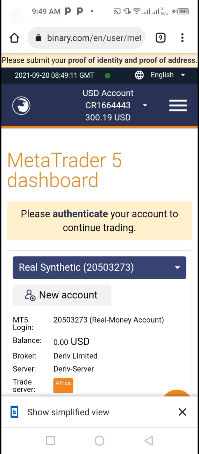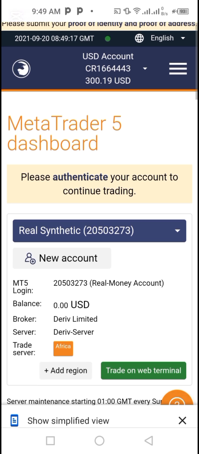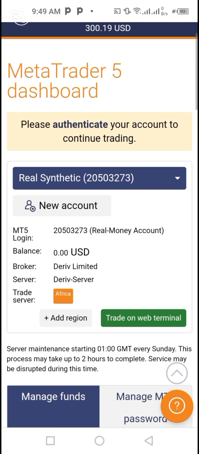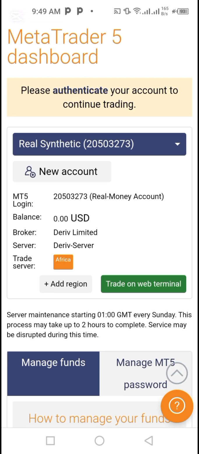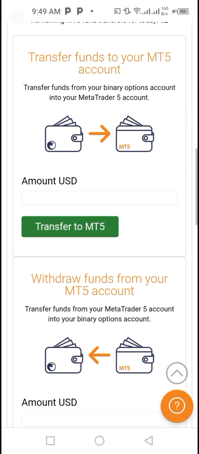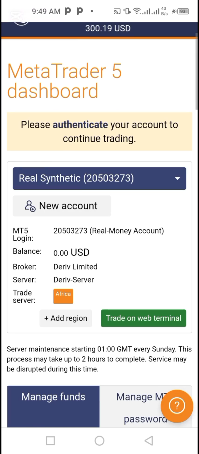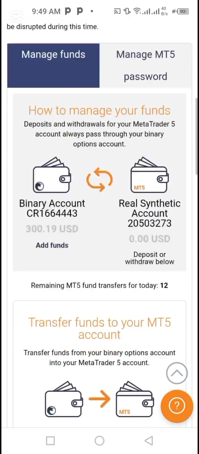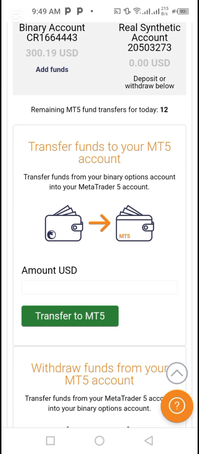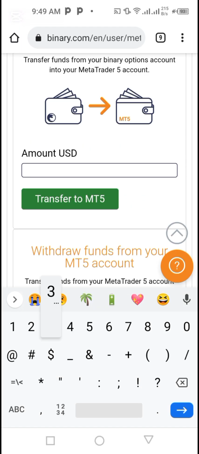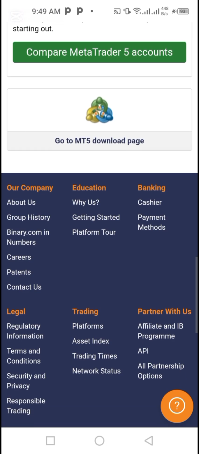Years ago, it was so easy to use your card to deposit money on the Deriv website. Then their name was binary.com. But if you're in Nigeria, you can no longer use your card to deposit. If you are in the rest of the world, you can still use your card to deposit on the Deriv website.